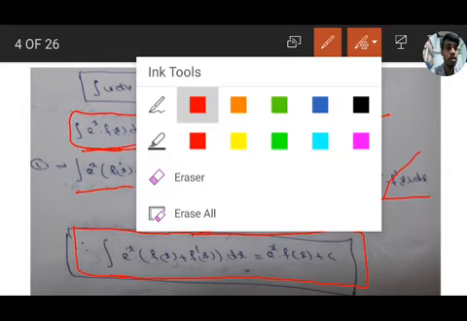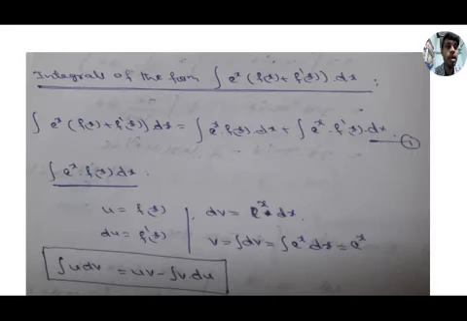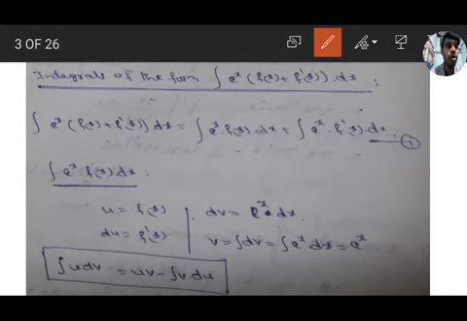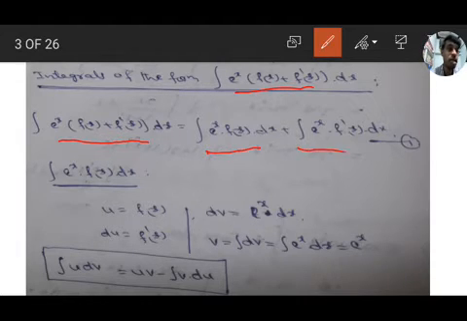This is the formula. Here we are doing integrals of the form e to the power of x into f of x plus f dash x dx, we are simplifying into two integrations. It is a sum of two functions. So first one, integration e to the power of x into f of x dx. Second one, integration e to the power of x into f dash x dx.